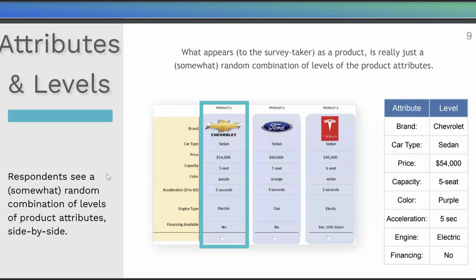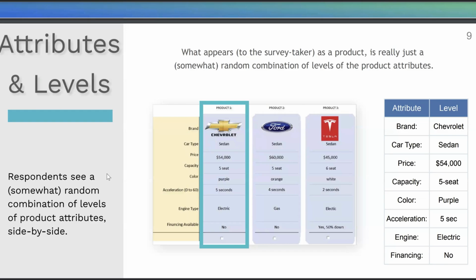Now it's interesting because a respondent looks at it and sees 3 products: product 1, product 2, and product 3. That's what a respondent's brain sees. But if you just look at it, it's really pseudo-random combinations of attribute levels. It's a sedan, it's $54,000, it's 5-seat. What you see here is attribute levels next to one another. The brain translates them as products, but really these are just the various attributes and their levels.